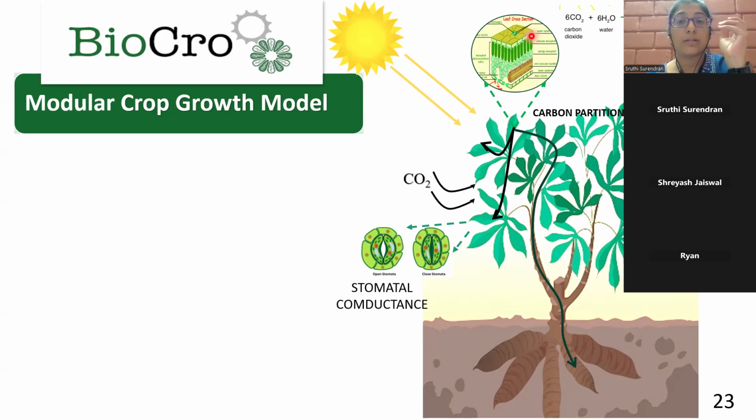Another very important process is carbon partitioning. Now, during photosynthesis, carbohydrates are manufactured. This carbohydrate is not going to be in that one position alone. Whatever carbohydrates are being manufactured have to be sent for the growth of the leaves, for the development of the stem, for the development of the root. So all of this carbohydrate is going to be partitioned into different parts of the plant in different places. So this is called carbon partitioning.